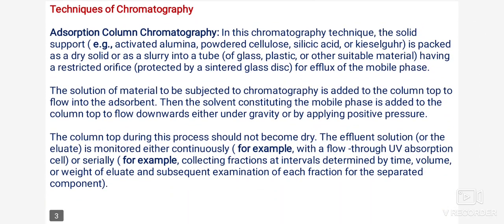Then techniques of chromatography. In adsorption column chromatography, the solid support, for example activated alumina, powdered cellulose, silicic acid or Kieselguhr, is packed as a dry solid or as a slurry into a tube of glass, plastic or other suitable material having a restricted orifice. It is protected by a sintered glass disc for efflux of the mobile phase.